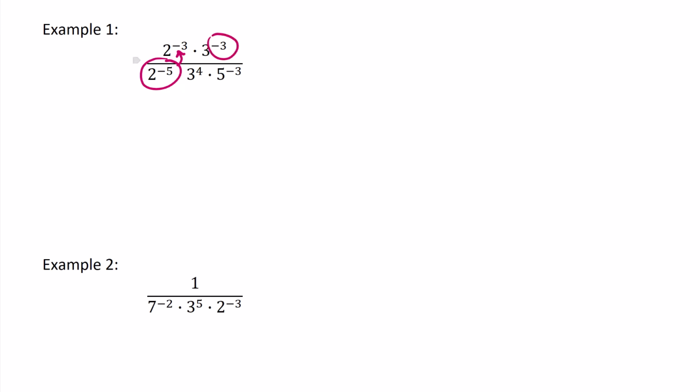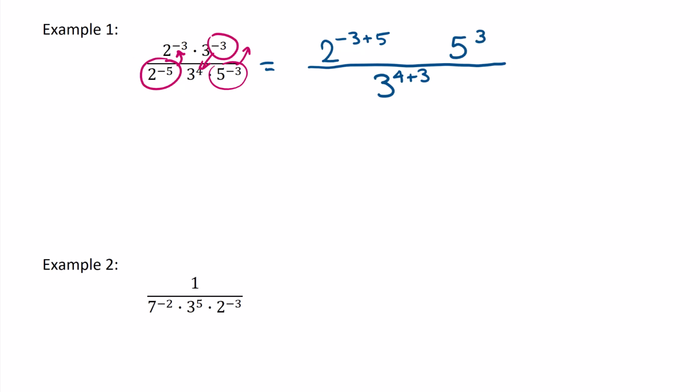3 to the negative 3, I can shift down to 3 to the 4, and that will give me 3 to the 7th power, and 5 to the negative 3, I will shift up. So let's go ahead and rewrite this. 2 to the negative 3 plus 5, and the 3 is going to the denominator, so 3 to the 4 plus 3, and then the 5 to the negative 3 is going up, so 5 to the positive 3.